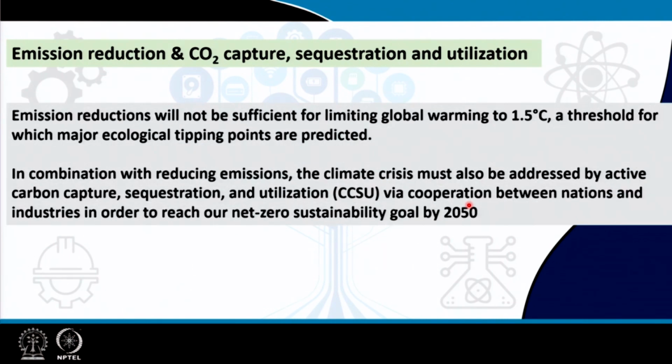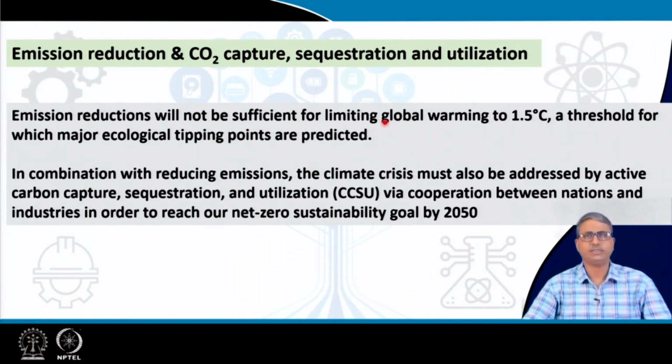Though physical and chemical methods are also developed and in practice for mitigating the high carbon dioxide concentration present in the atmosphere. Now, for emission reductions, where mostly the physical and chemical technologies are prominent, it is found that these emission reductions will not be sufficient for limiting global warming to 1.5 degree centigrade, a threshold which is considered a major ecological tipping point that is predicted.